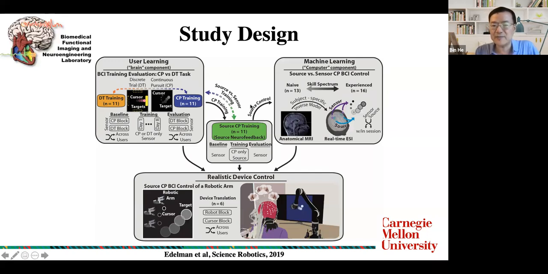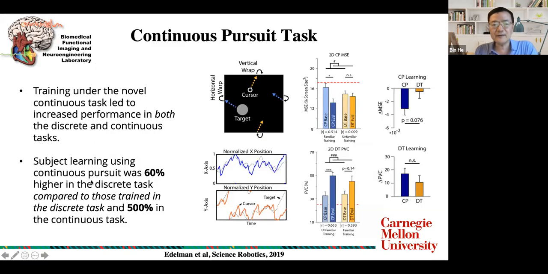In the machine aspect, in this case, we leverage the source imaging based approach. We perform source imaging, and then we apply the same decoding algorithm to get the control. Finally, in a group of 6 human subjects, we directly demonstrate and test the capability of the source imaging based mind control of a robotic arm. So here are some detailed results.